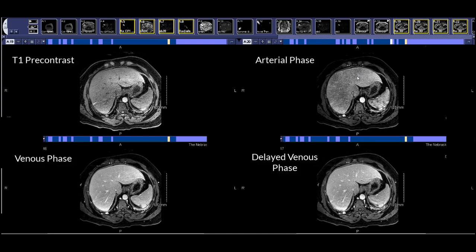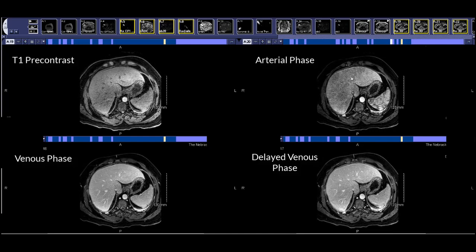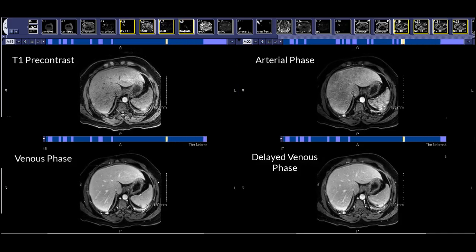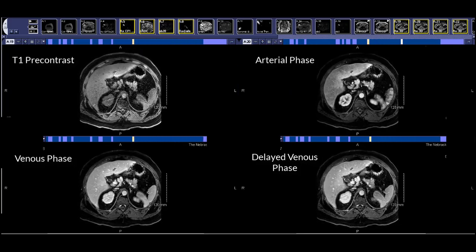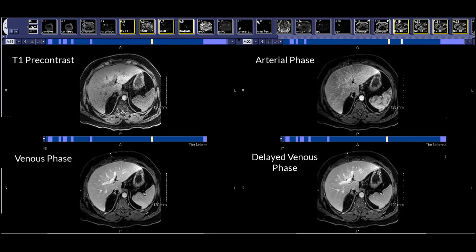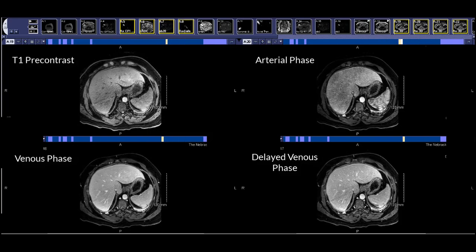We can see that the liver is really diffusely, heterogeneously enhancing on the arterial phase. I don't see a discrete lesion in this, but it looks abnormal. But it normalizes by the time we get to the venous and the delayed venous phases. So this is really typical of diffuse hepatic inflammatory change, probably because there's something going on with the gallbladder, and that inflammation and engorgement is spreading into the liver parenchyma.